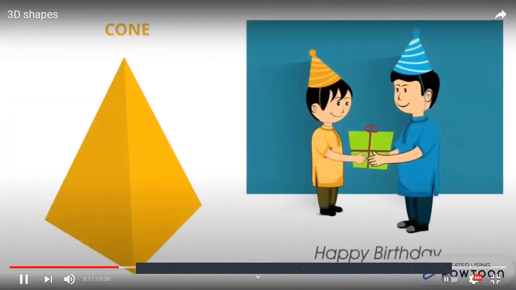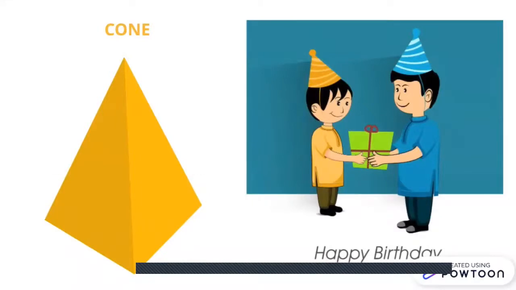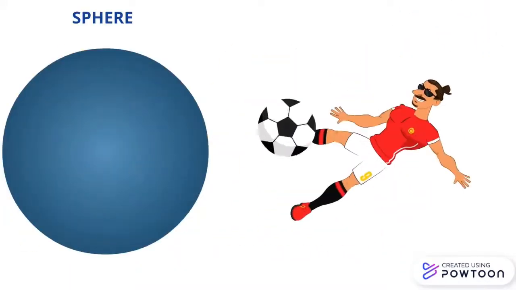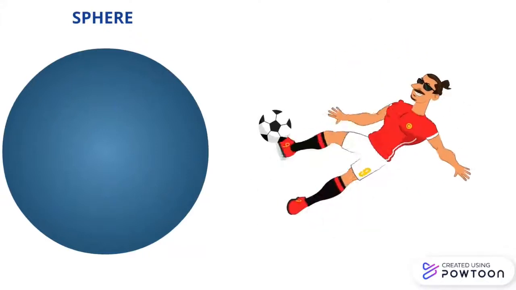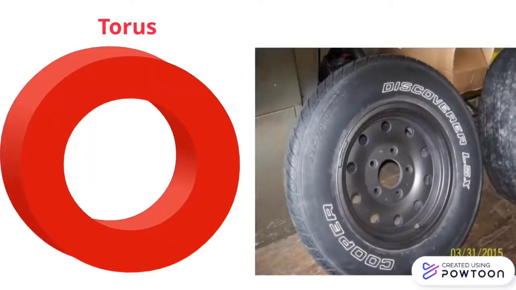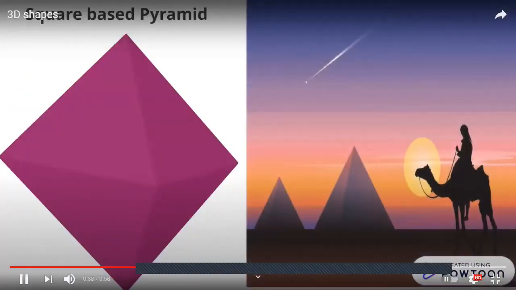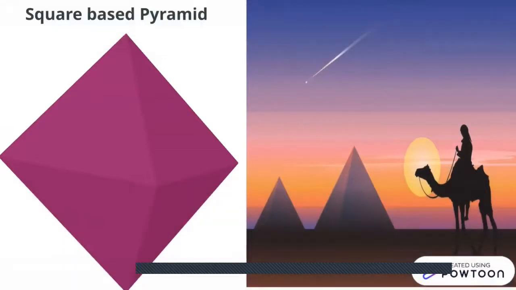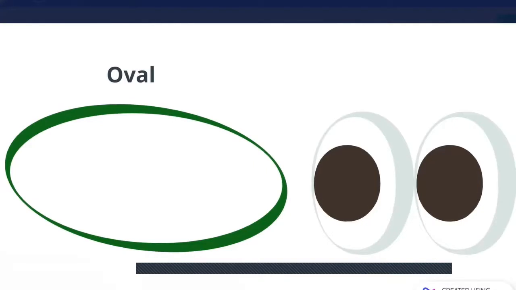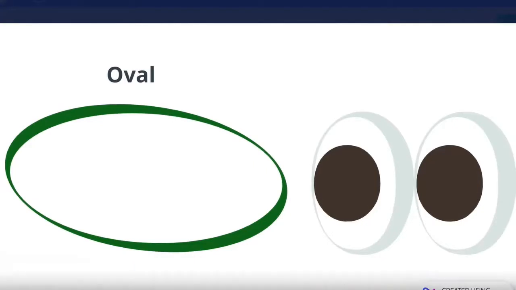Cone. Rectangular prism. Sphere. Hexagon. Torus. Square-based pyramid. Oval. Yeah, those are 3D shapes.